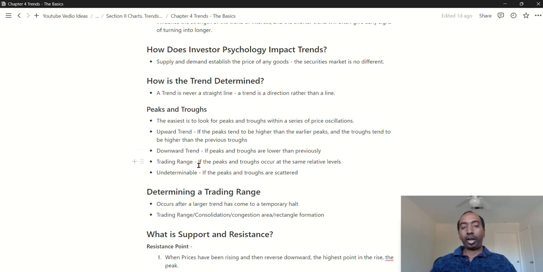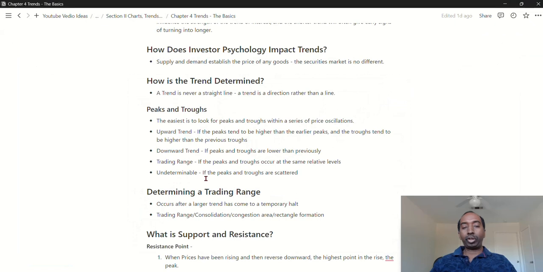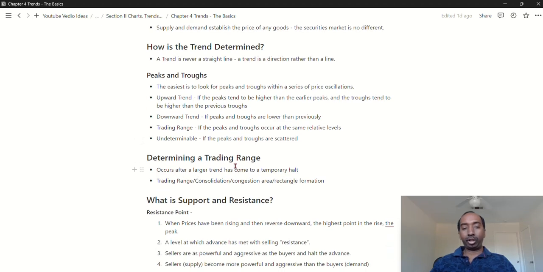Trading range: the peaks and troughs occur at the same relative levels. This is a trading range. There are two lines within which the price movement happens. Undeterminable: if the peaks and troughs are scattered around, then it is termed undeterminable.